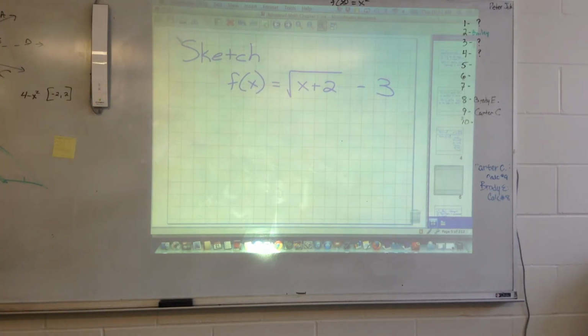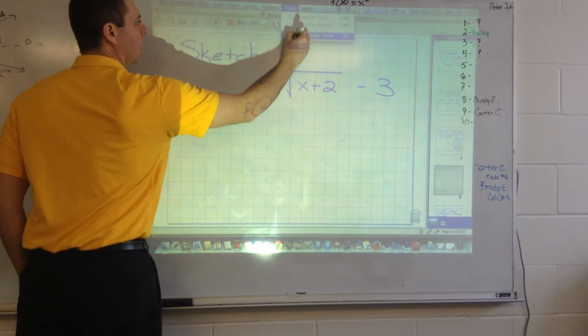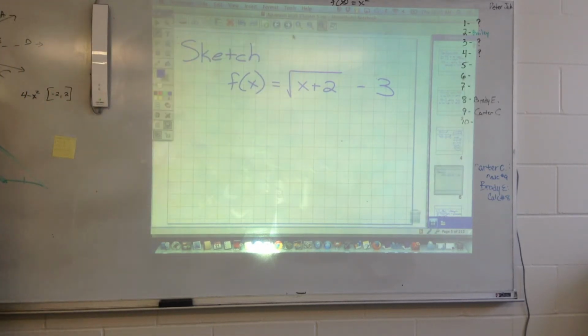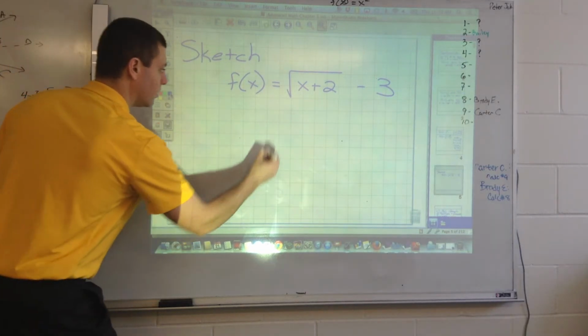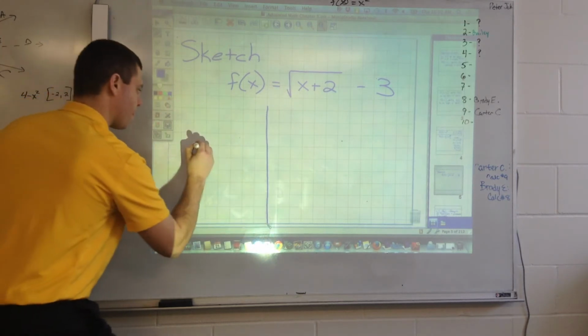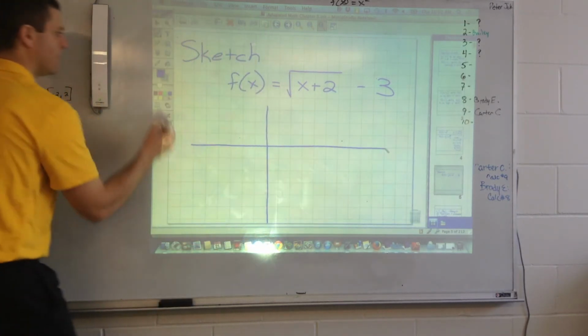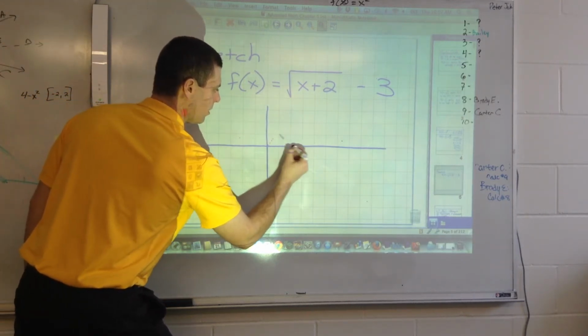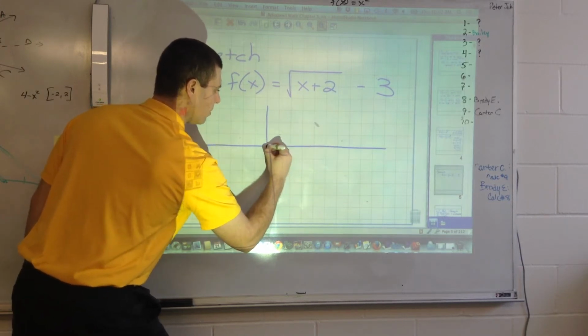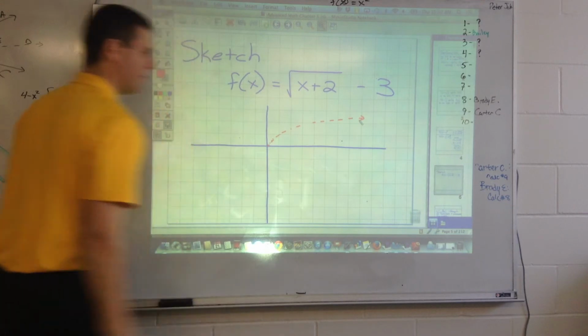No calculators. You should be able to sketch this graph. What's the parent function? Square root of x, right? Okay. You're probably not going to do this, but maybe at first this is going to be helpful. I'm going to go ahead and draw a quick sketch of the parent function. I'll see 1, 1, 4, 2, so. There's my parent function, right?